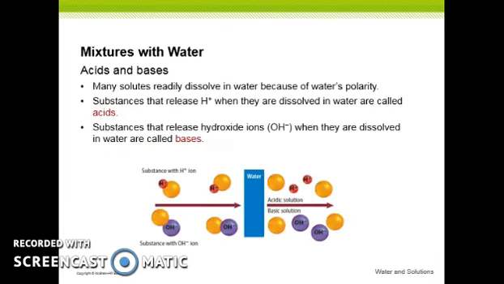On page 164 of your textbook, it moves on to acids and bases when it comes to mixing things with water. So many solutes readily dissolve in water because of water's polarity. Substances that release hydrogen ions when they are dissolved in water are called acids. Substances that release hydroxide ions when they are dissolved in water are called bases.